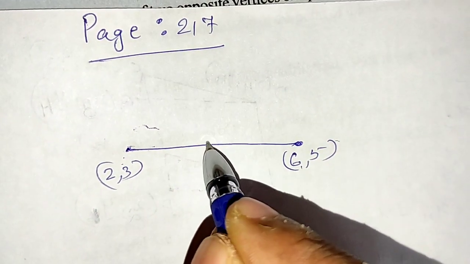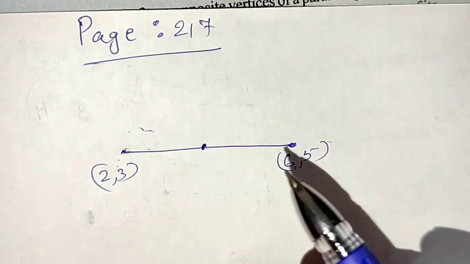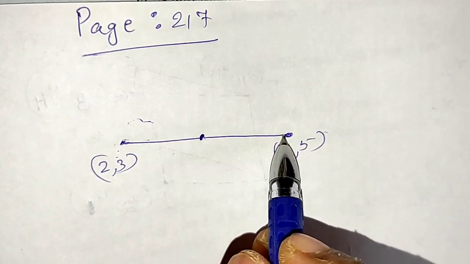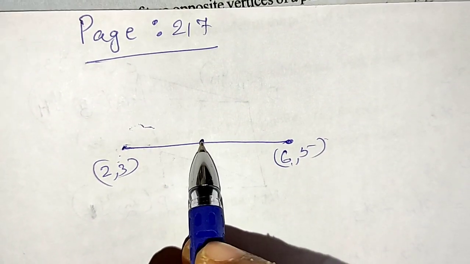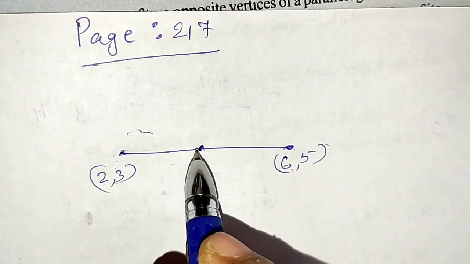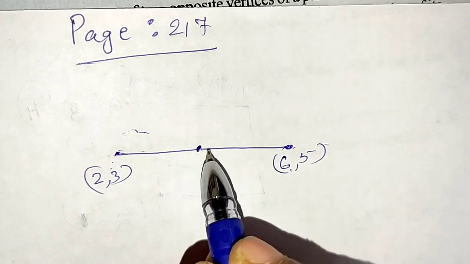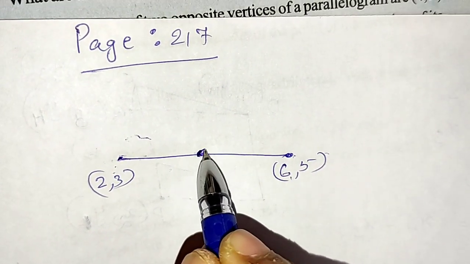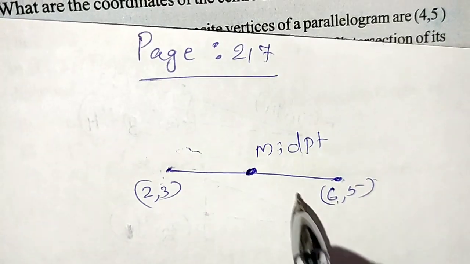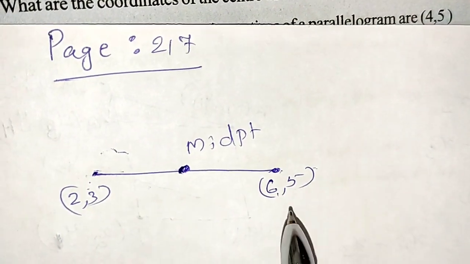Then how do we calculate the center of the circle? We know that diameter is double the radius, and radius is the length from the center to any point on the circle. That means this length and this length should be equal. Then what is the center? The center is the midpoint of the line joining (2, 3) and (6, 5).